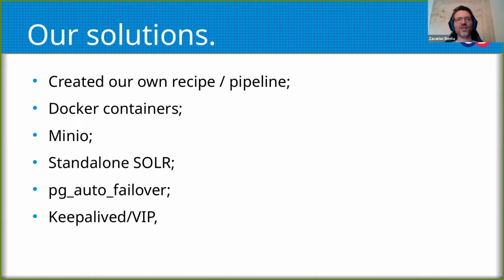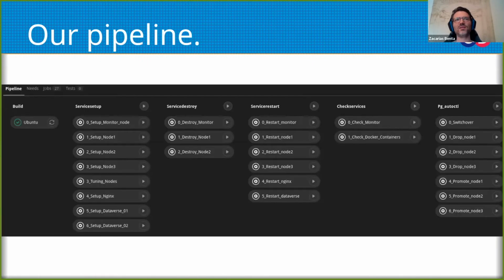We created a pipeline on GitLab, which allows us to manipulate all the infrastructure. We have some services set up. We can destroy, we can restart any of the machines that we have. We can check the services status. And then here we have a little bit of disaster recovery stuff where we can drop some nodes, promote some nodes, and shift the roles between all the nodes.